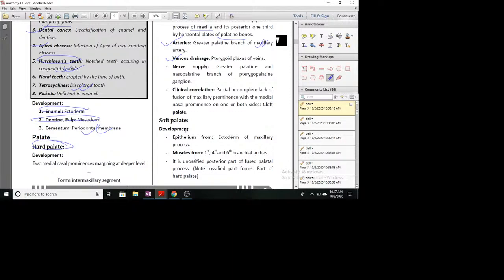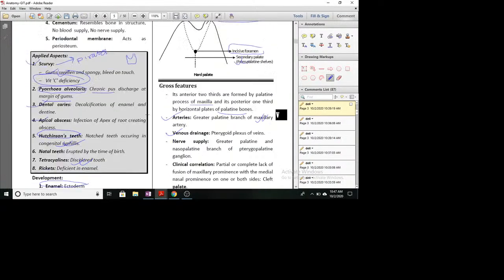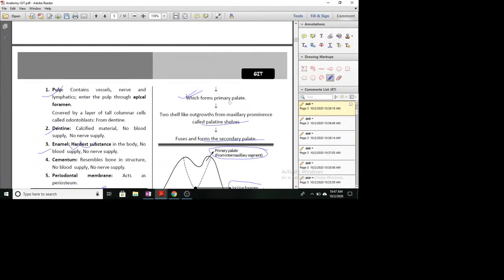Okay, soft palate. We need to remember the nasal prominence merging at the deeper level forms the intermaxillary segment. The intermaxillary segments form the primary palate. Two shelf-like outgrowths from the maxillary prominence are called palatine shelves.